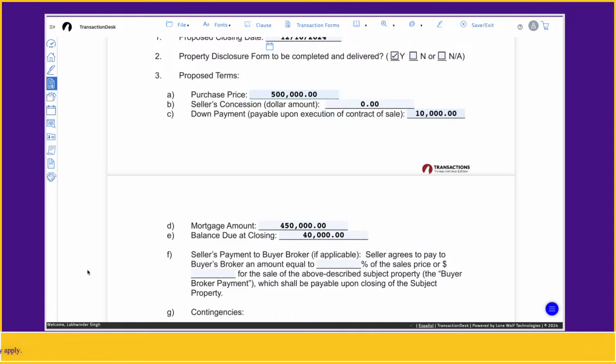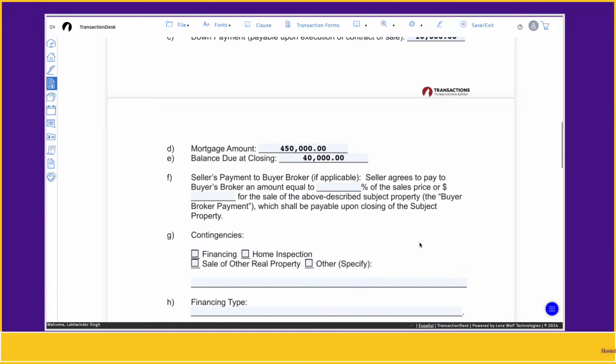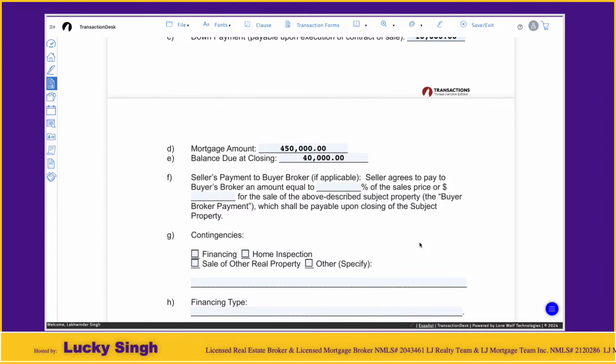Letter F shows you that if you already spoke with your listing agent and the listing agent is telling you, "Hey, we are willing to pay, or the owner is willing to pay you X amount," it could be 1%, 2%, whatever it is. If the listing agent is saying that, then you can put in the percentage here. Some of the agents are just assuming that, "Hey, we will get paid this," so we are requesting it. Either or works. So, seller payment to the buyer's broker.